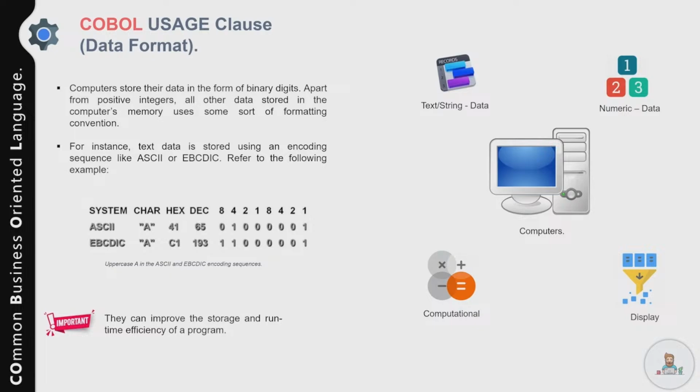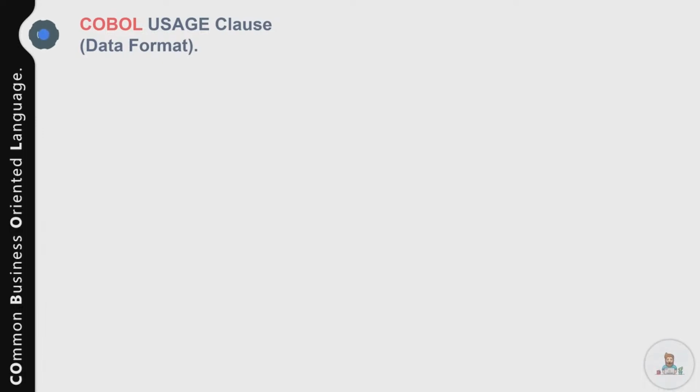In COBOL, numeric data can be held as a text digit, that is an ASCII digit, or in binary numbers, or as decimal numbers using binary coded decimal, that is BCD. You can use the usage clause to specify how a data item is to be stored in the computer's memory. Every data item declared in a COBOL program has a usage clause even if you do not specify the usage clause explicitly. The default usage clause is usage is display.